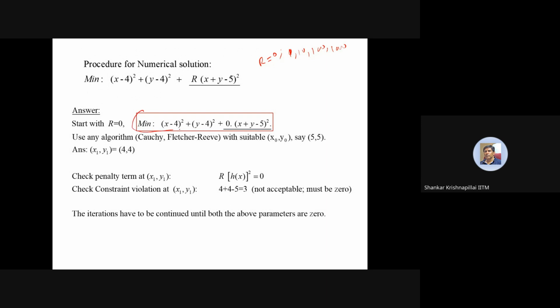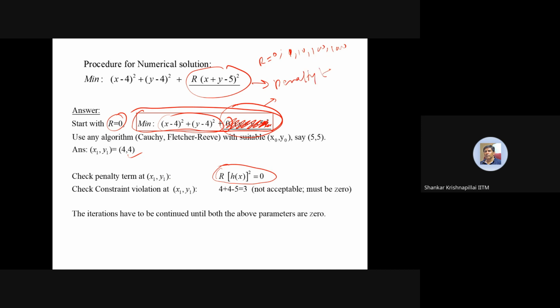So this is the combined objective function which we have to minimize. First you put r equal to 0. When you put r equal to 0, this whole constraint term will go away. So you minimize this and you get the solution x equal to 4, y equal to 4, obviously. And you have to check the penalty. This entire term is the penalty term. This penalty term must tend to 0 when we reach the correct optimum.